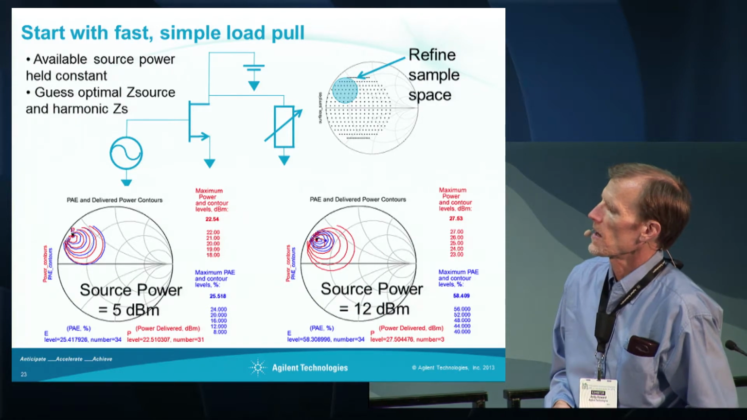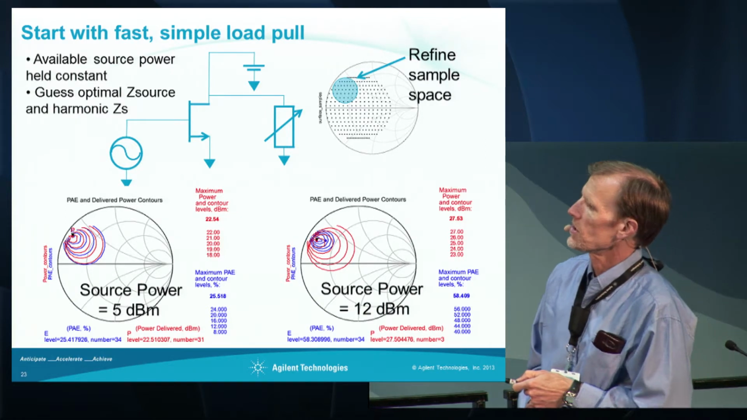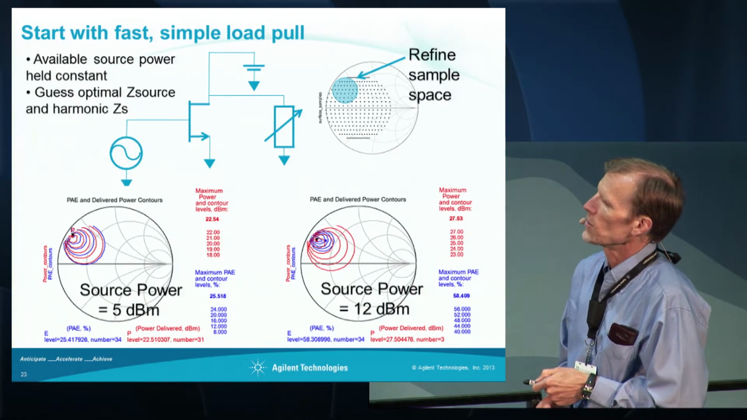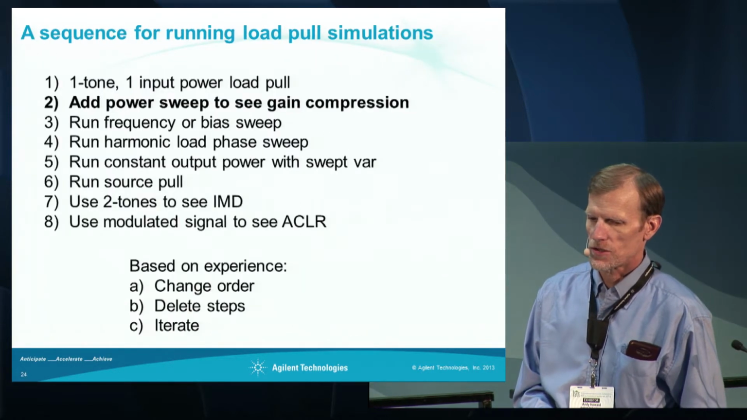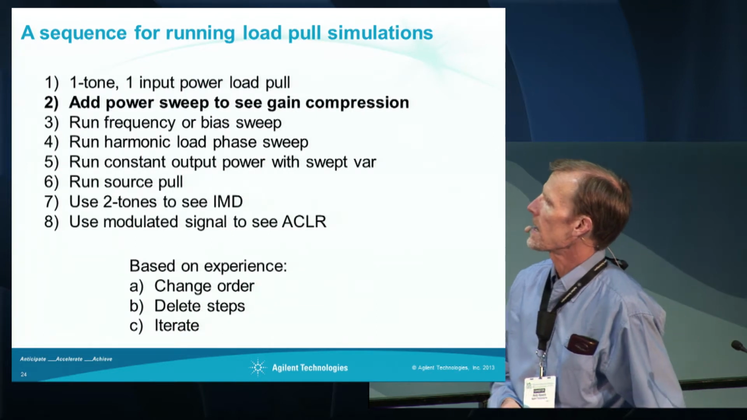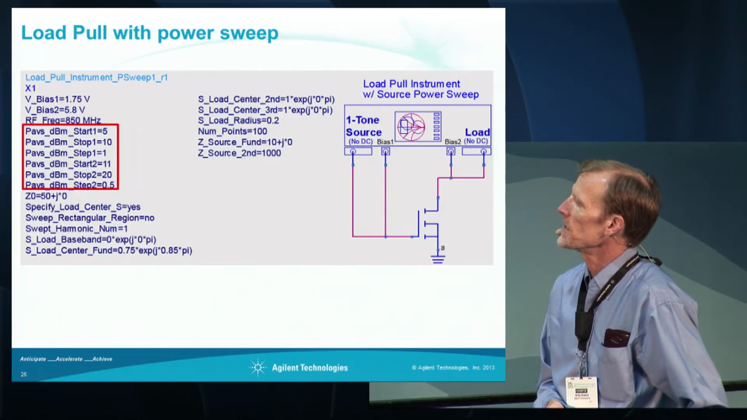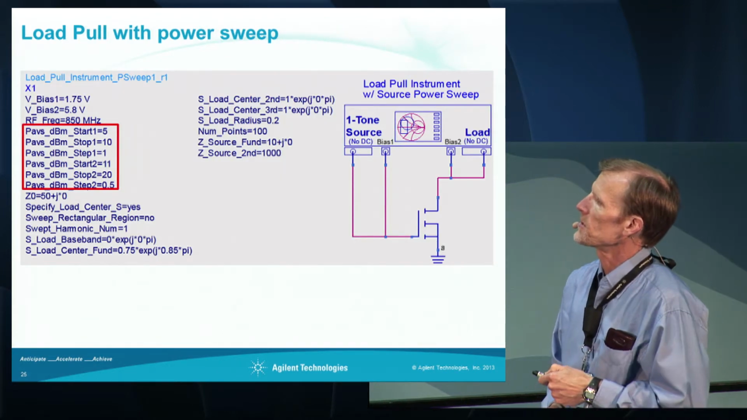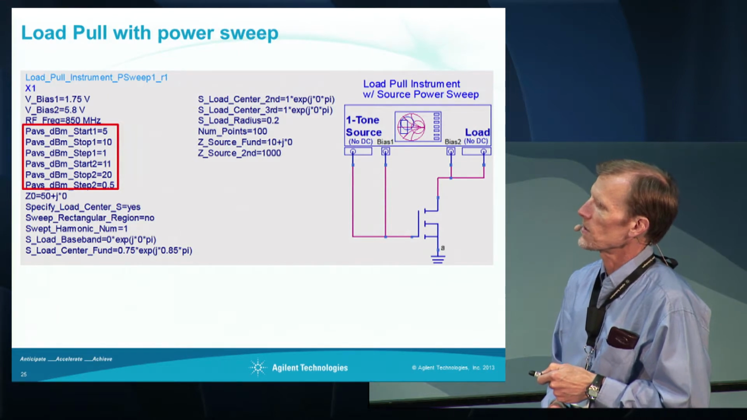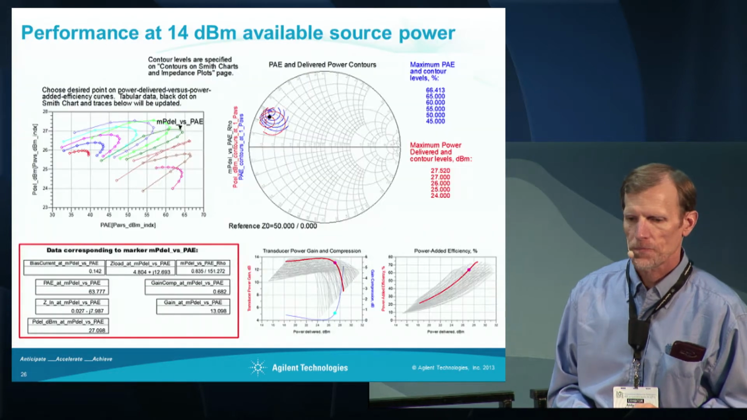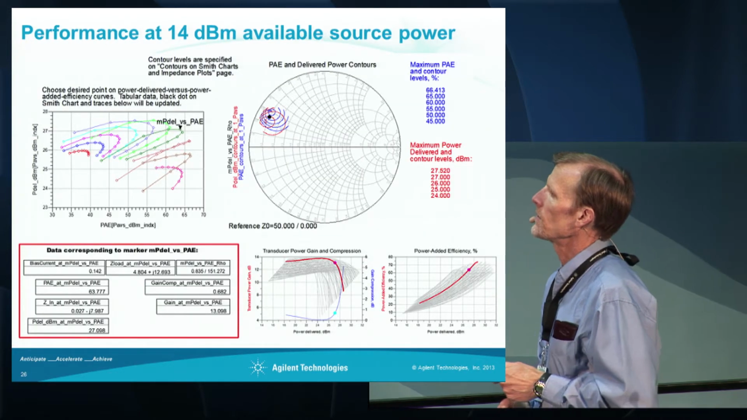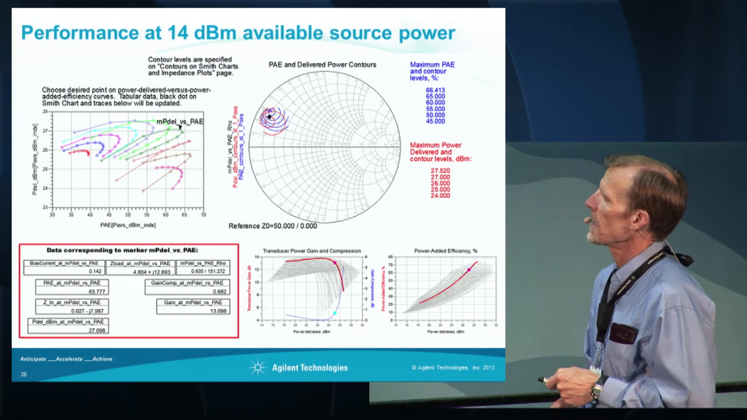But we really don't know anything about the amount of gain compression unless we manually step the source power. And this does indicate that gain compression is occurring. If we add a power sweep, then we can see gain compression data. This setup is the same as before, except that instead of a single available source power, we're now sweeping the available source power. And we can see gain compression data.